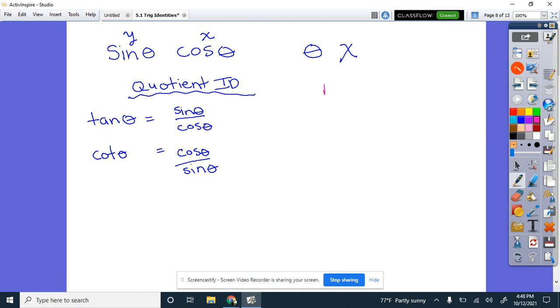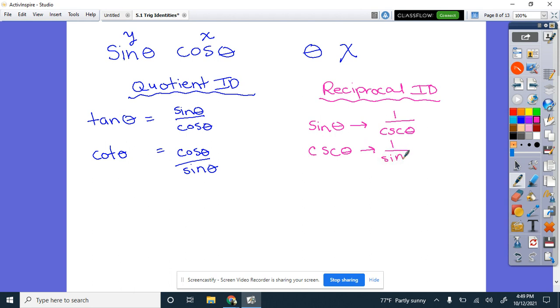Okay, so now the other kind of identity that exists is a reciprocal identity. You should know that word from fractions, maybe from when you were in elementary school and started learning about fractions. A reciprocal identity is when we're talking about inverses. For example, sine theta can be rewritten as 1 over cosecant theta, and cosecant theta is 1 over sine theta, right? These two are inverses of each other, sine and cosecant. So that's what they mean.